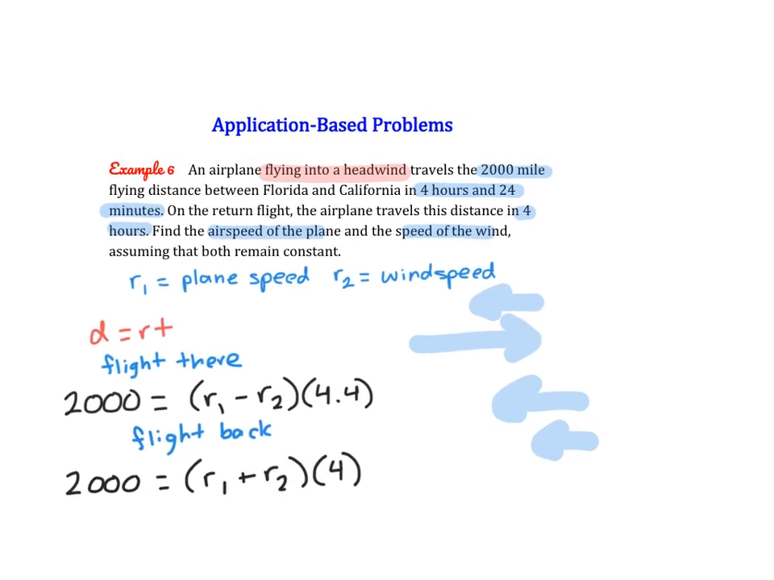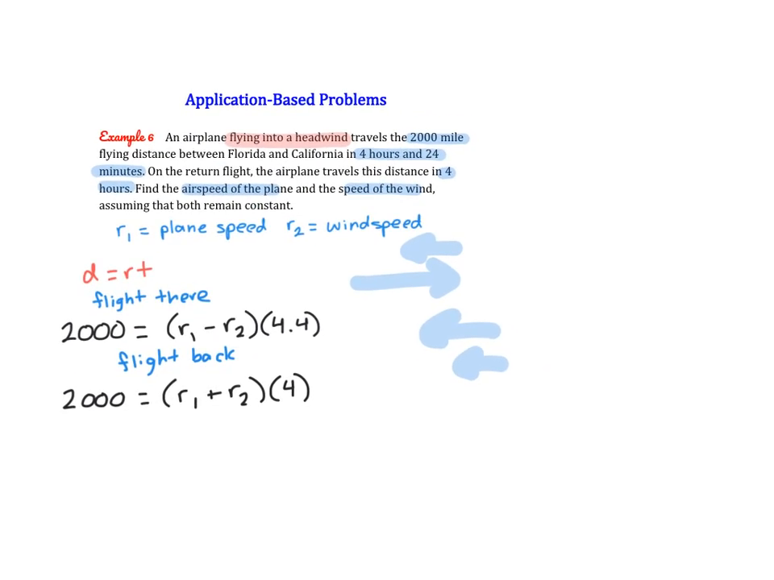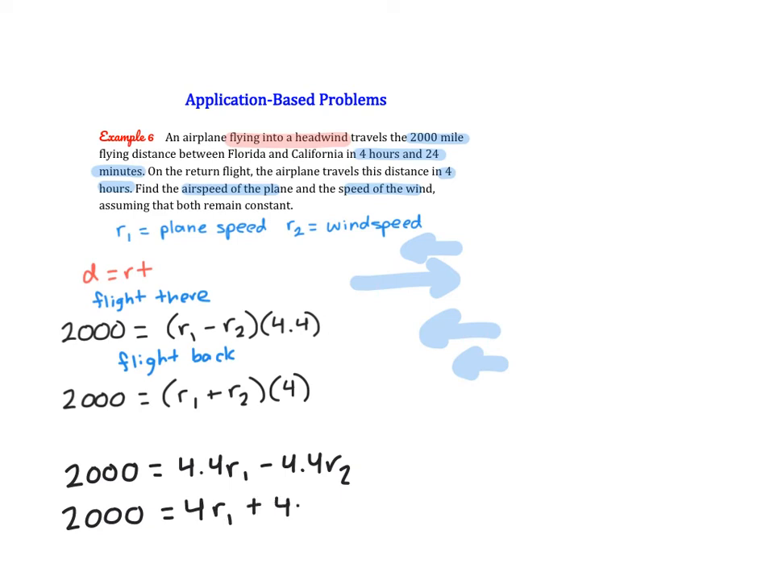Now we have our system of two variables. We have 2,000 equals 4.4 R1 minus 4.4 R2, and then 2,000 equals 4 R1 plus 4 R2. That's the setup for these types of problems, and then you would just solve the system using either the elimination or substitution method if you like. But the thing you need to be careful about is setting up the way you describe the rate.